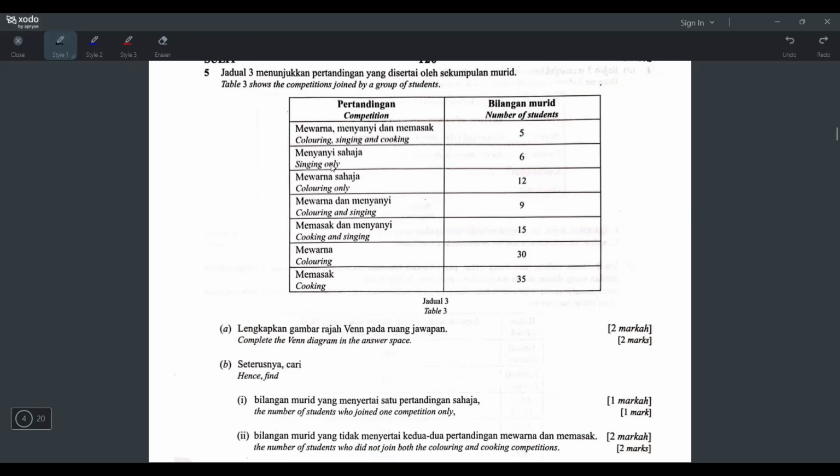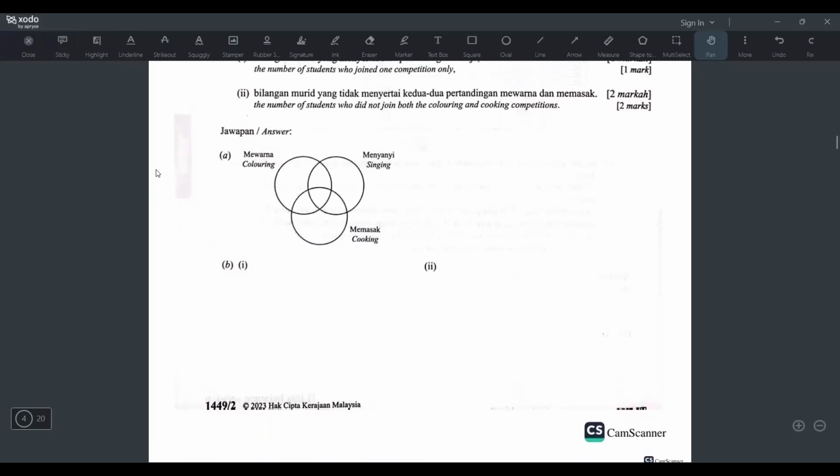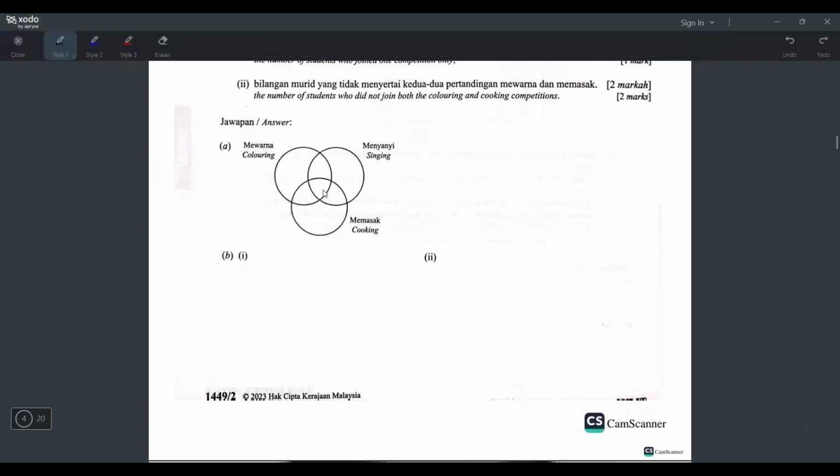Singing only, maksud dia tak sama dengan singing. So the word only will change the whole meaning. Okay, dia dah bagi semua ni: coloring, singing, cooking, singing only. Bagi bilangan semua. And then A, complete the Venn diagram in the answer space. Okay, I want to explain to you how to baca the region first.